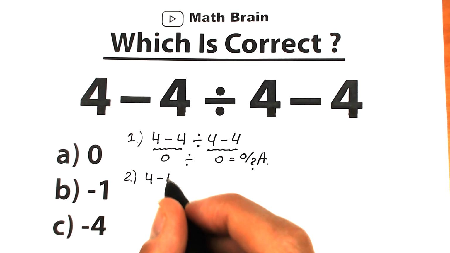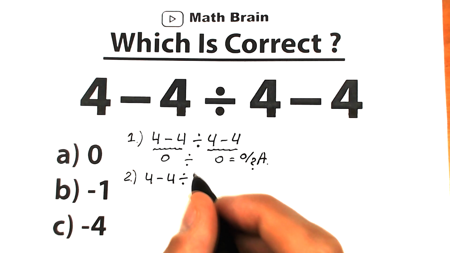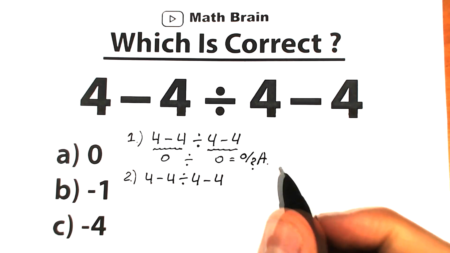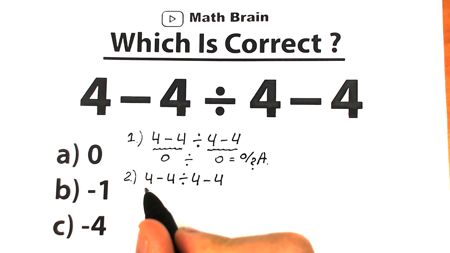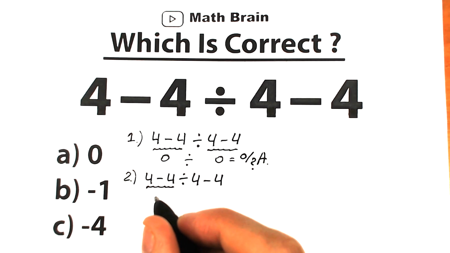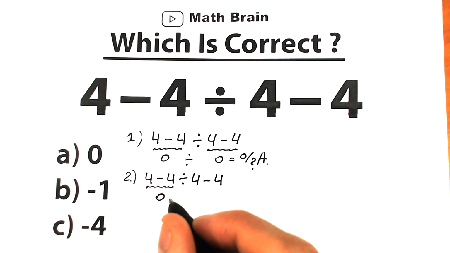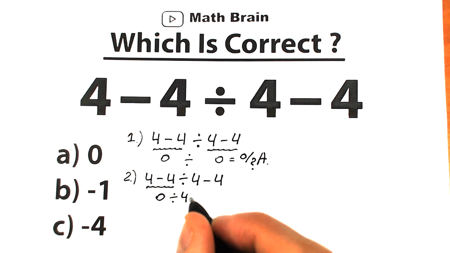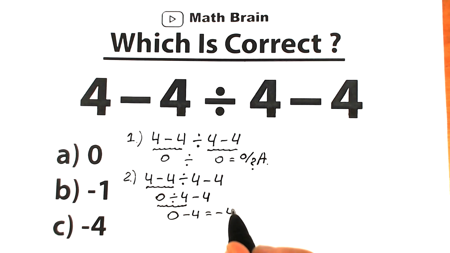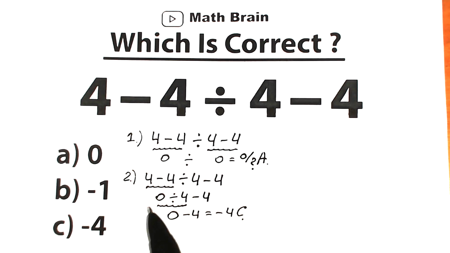So we have 4 minus 4 divided by 4 minus 4. So here's our challenge, and a lot of students solve this challenge randomly from left to right. So right here we have subtraction. First of all, 4 minus 4, which is equal to 0. We still have this expression, so 0 divided by 4 minus 4. Right now, once more from left to right, 0 divided by 4 equal to 0, and 0 minus 4 equal to minus 4. This is option C. So as you can see, second interpretation gives us minus 4.